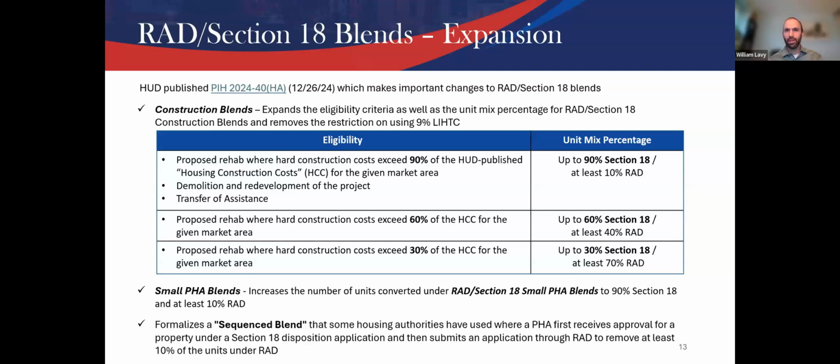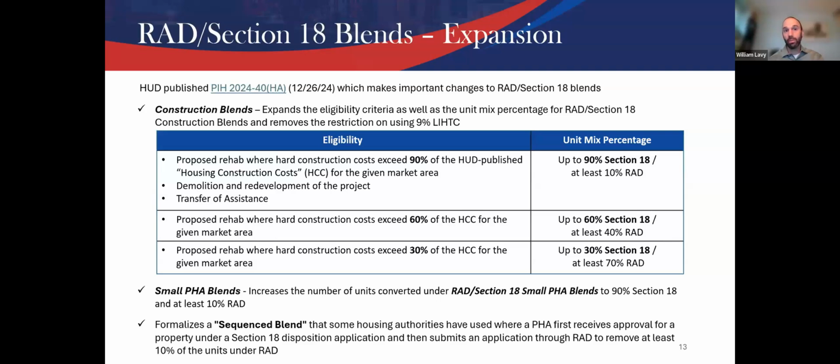So hopefully you also see the nice alignment of numbers of 90-60-30 and 90-60-30 to make things slightly easier to remember, as we make mild efforts to make things simpler.